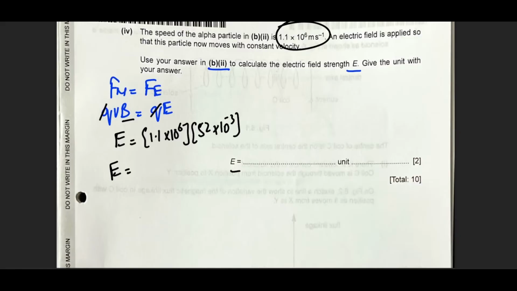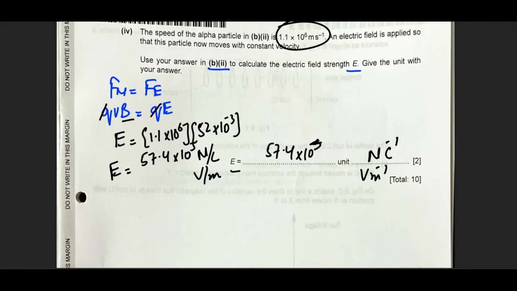Electric field strength comes out as 57.4 into 10 raised to the power 3 Newton per coulomb or volts per meter. You have two units for this. So this is 57.4 into 10 raised to the power positive 3, with a unit of Newton per coulomb or volts per meter.